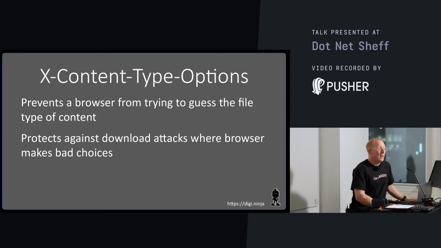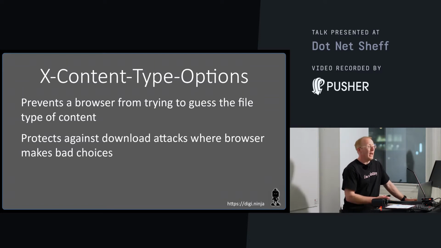This was brought in with IE8. When you sent down a file or a web page, the browser would have a look at it and say, okay, you've said as a web server that this is content type text, but actually I think it's a PDF or I think it's an executable, so I'm going to serve it to the user as a PDF or an executable or something like that, which caused all sorts of problems.